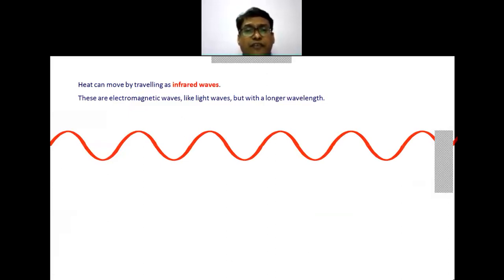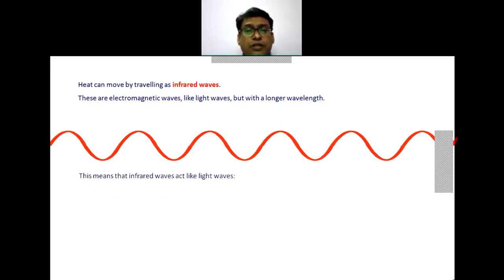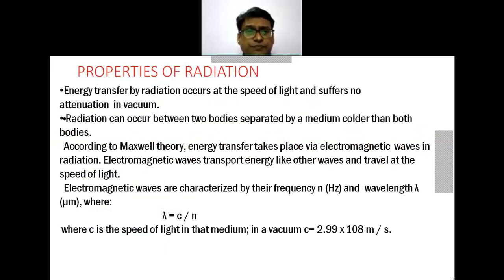So heat can move by traveling as an infrared wave, and these are electromagnetic waves like light waves but with a longer wavelength. This means that infrared waves act like light waves. So they can travel through a vacuum. They travel at a very high speed, equivalent to that of light. They can be reflected. They cannot travel through opaque objects. So energy transfer by radiation occurs at the speed of light and suffers no attenuation in a vacuum.